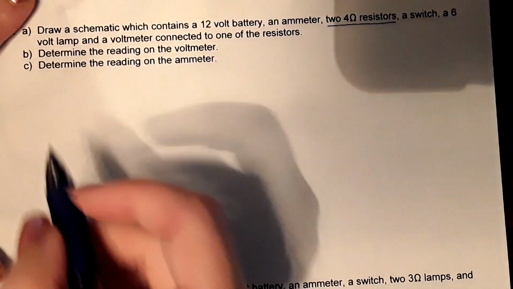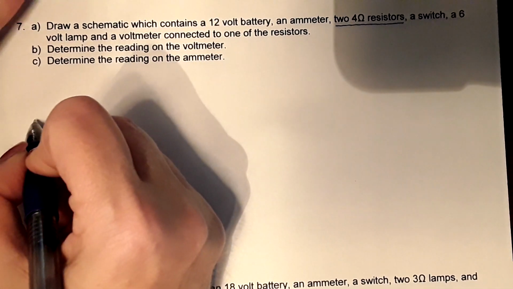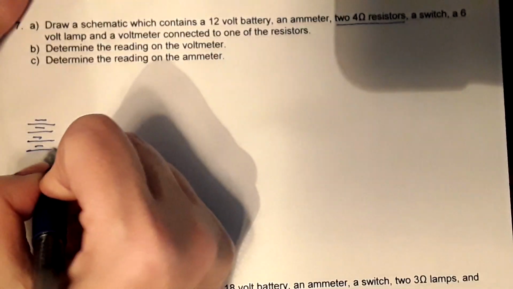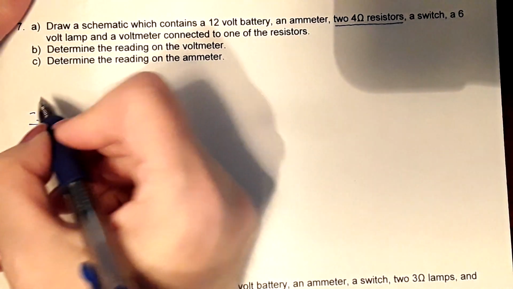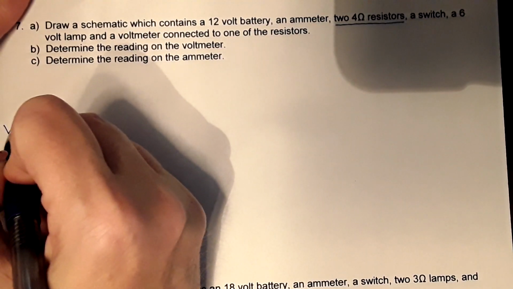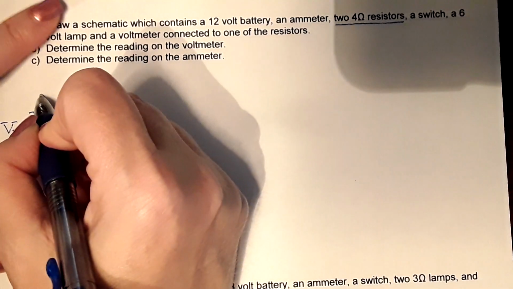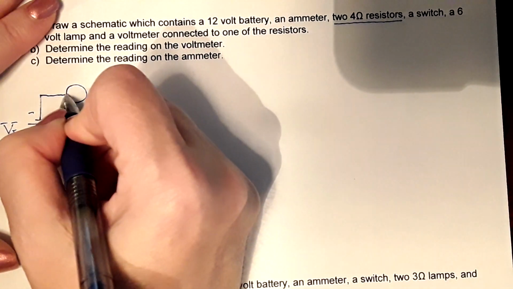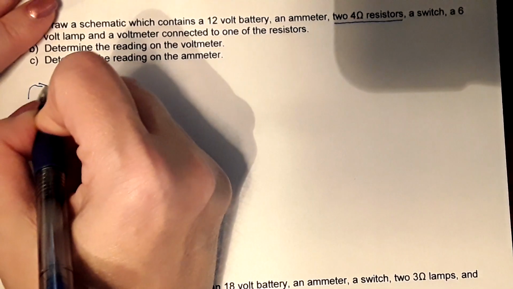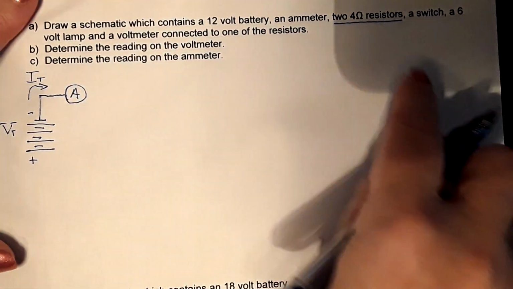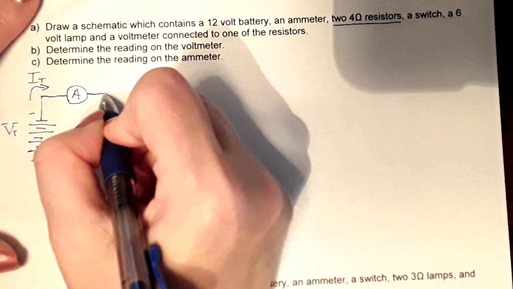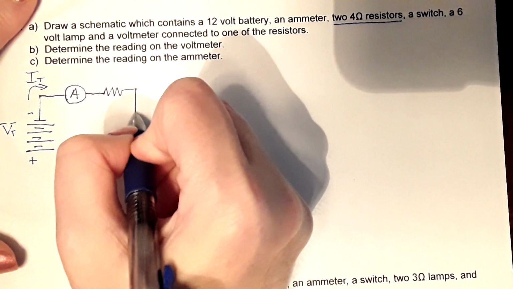All right, so let's start with our 12-volt battery. 1, 2, 3, and just for the fun of it, 4. 4 3-volt cells. Okay, it did say that we need an ammeter, so I'm going to go ahead and stick the ammeter right there. Might as well measure it as the current comes out. And then it says we've got 2 4-ohm resistors. See, now I'm going to start coming back around, okay?